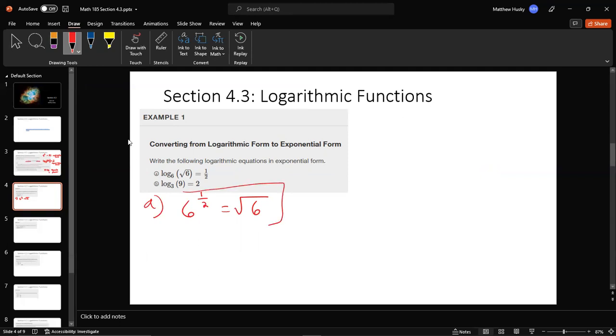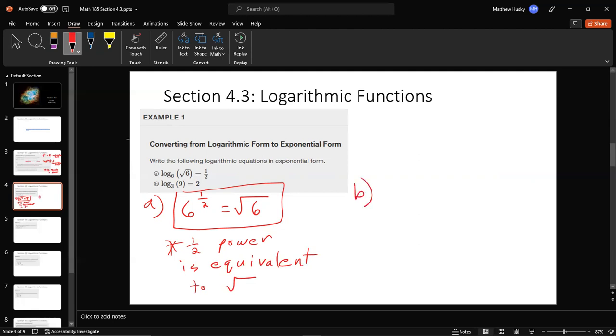That is the solution. And fun fact, the 1/2 power is equivalent to the square root. If you were not yet aware of that fact, that is a thing. You can actually write any root as a power and it'll involve a fraction. 1/2 power is equivalent to a square root. Let's look at part B.